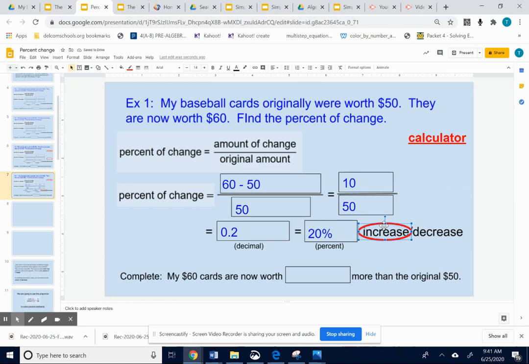To help make sure you understand this, fill in the bottom sentence and think about the sentence as you fill it out. My $60 cards are now worth 20% more than the original worth of $50.